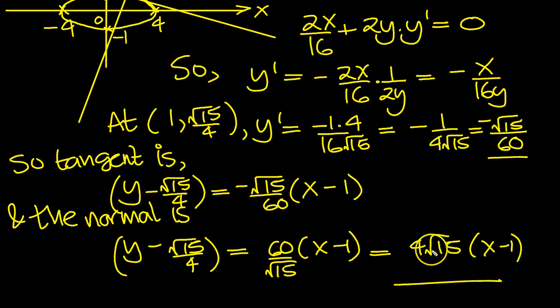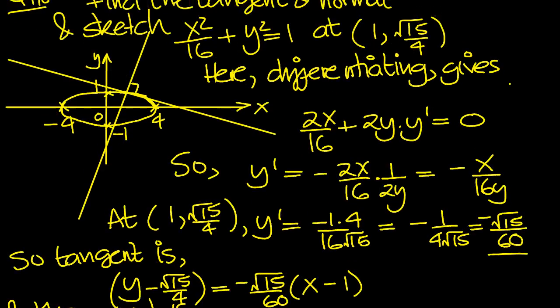Again, it's a positive gradient, quite steep, as this normal line shows here. So let's go back to the sketch. We're fairly happy with what we've drawn.